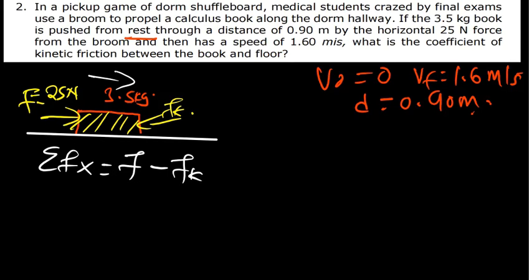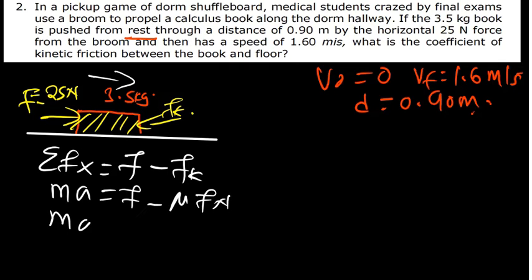So we're going to say mass times acceleration is going to be the force minus mu times the normal force. But we know that the normal force is mg, so we're going to say mass times acceleration is going to be force minus mu, then you have mg. Remember, our goal is to find the mu value.